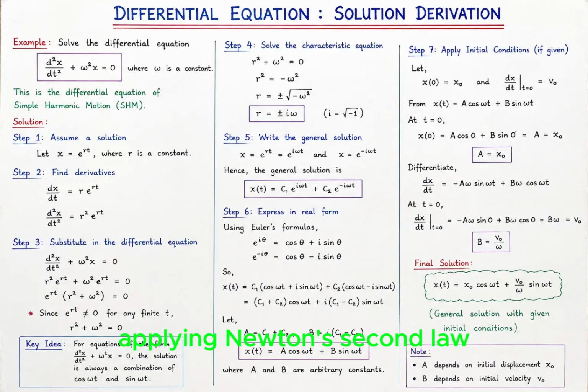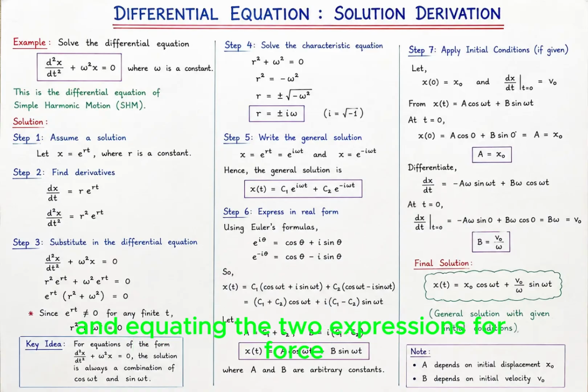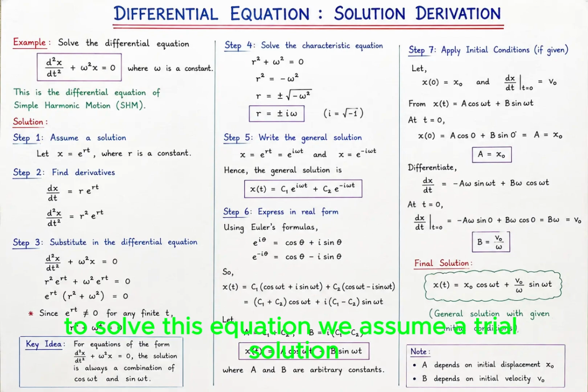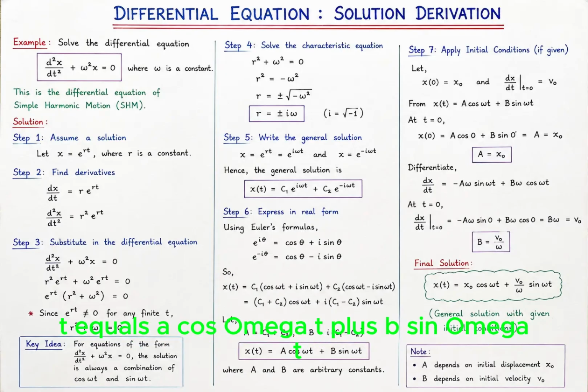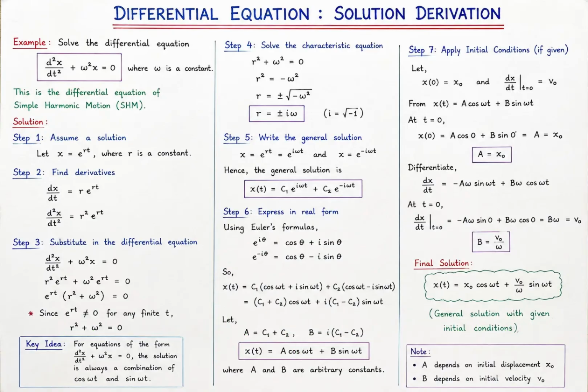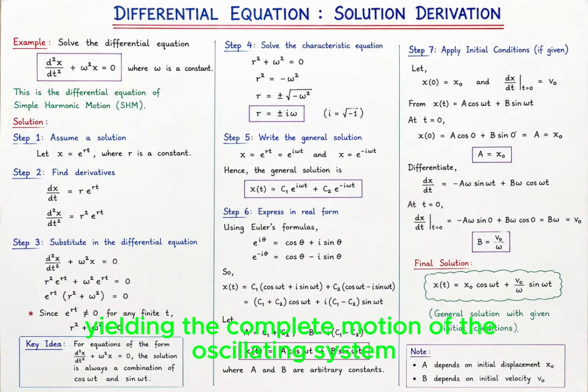Applying Newton's second law, and equating the two expressions for force, we obtain m d²x/dt² equals minus kx. To solve this equation, we assume a trial solution and derive the characteristic equation using Euler's formula. The general solution is expressed as x(t) equals A cos(omega t) plus B sin(omega t). Applying the initial conditions determines the constants A and B, yielding the complete motion of the oscillating system.